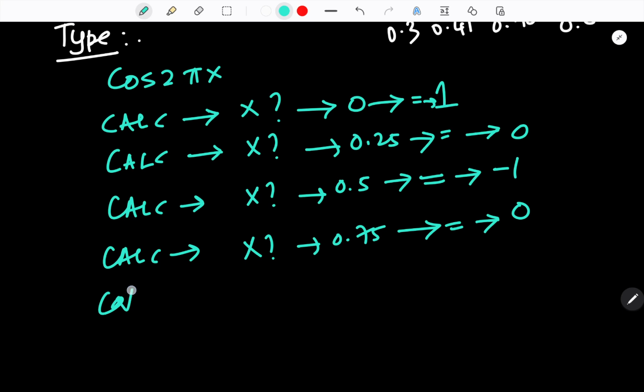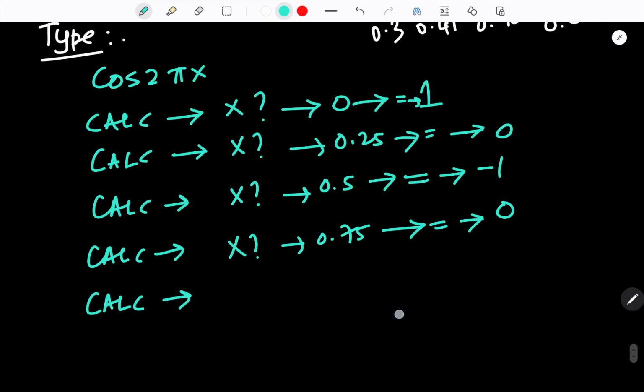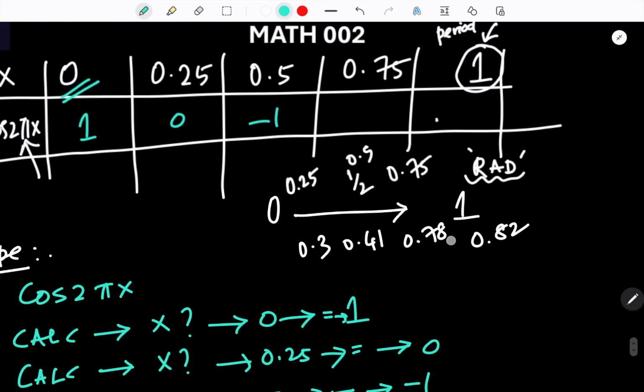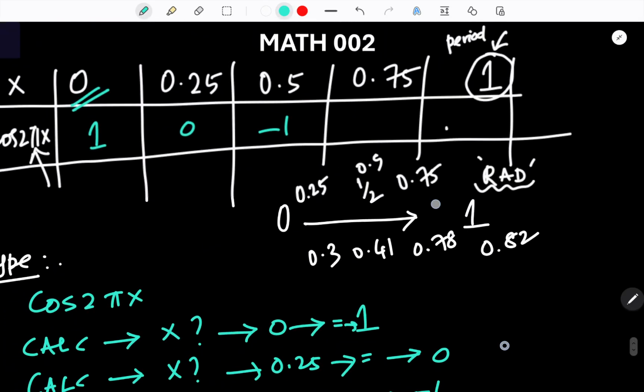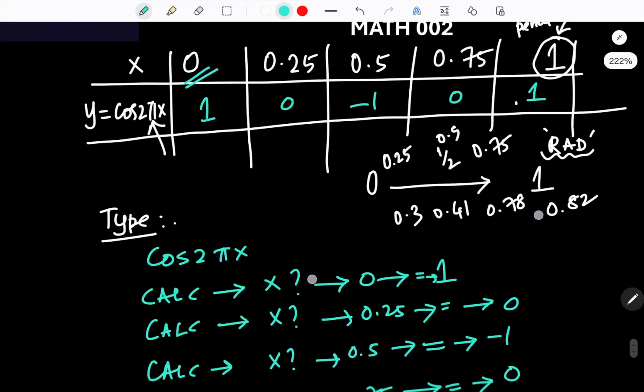Okay, then press the button calc, and then x equals question mark, x equals 1, and then press equal sign, you will get 1. So 1, 0, minus 1, and then 0, 1. Okay, right. So this is what we got.